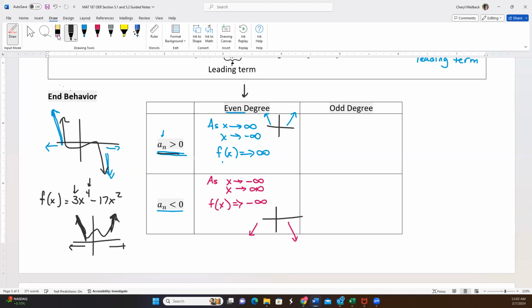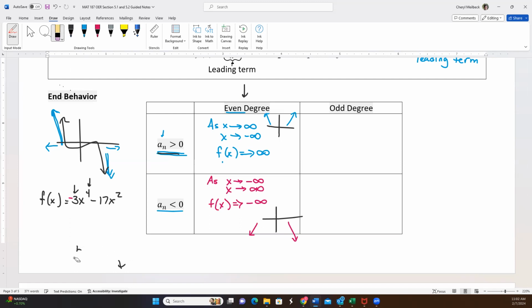Now, if there had been a negative in front of that 3, the way it would change the graph is that the end behaviors would approach negative infinity. So the graph might look like that. They would go down.